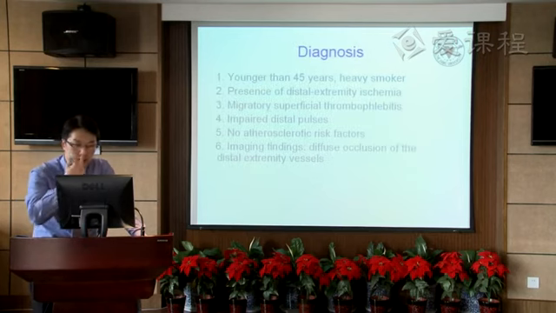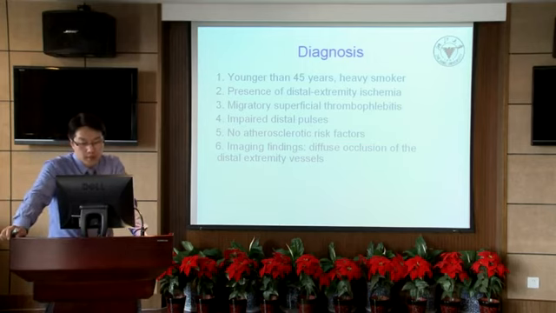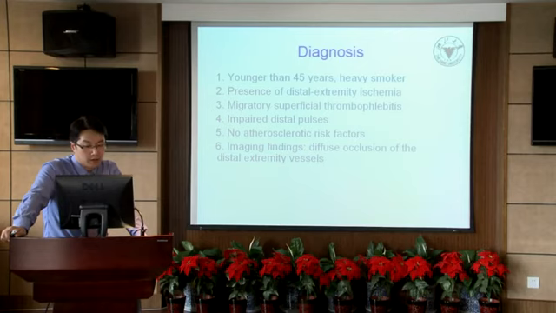Diagnosis includes: the first, younger than 45 years old and heavy smoker. Second is the presence of distal extremity ischemia. Third is migratory superficial lumbar phlebitis. The fourth is impaired distal pulse. The fifth is no atherosclerotic risk factors. The sixth is imaging findings, diffuse occlusion of the distal extremity vessels.